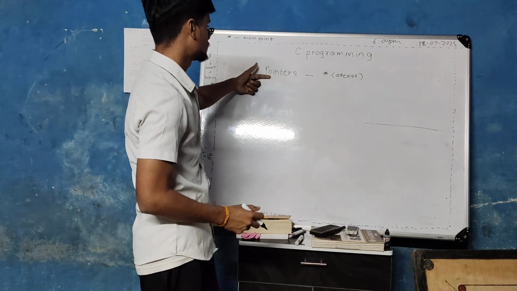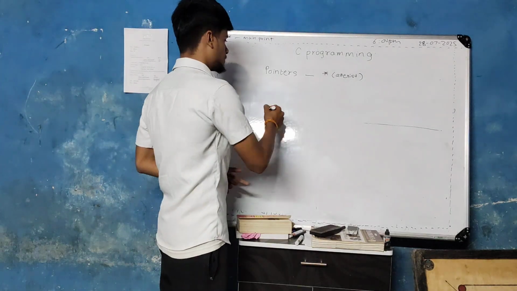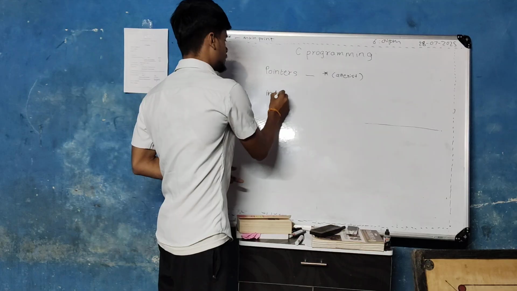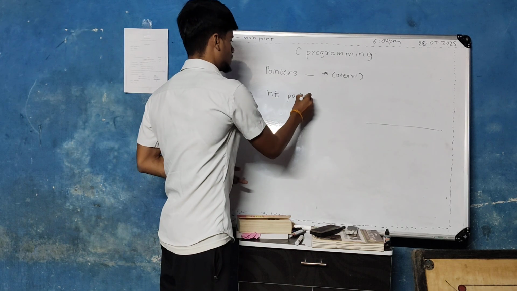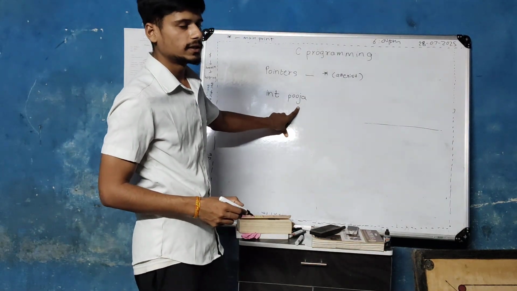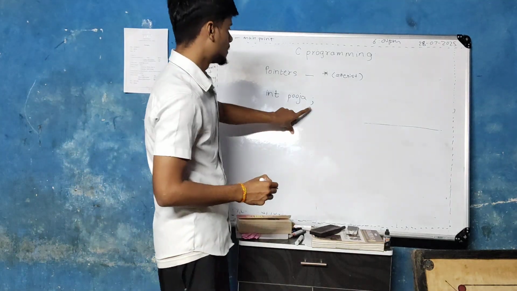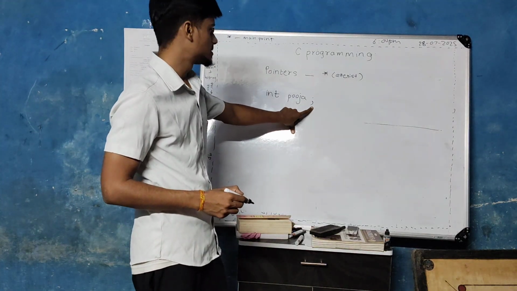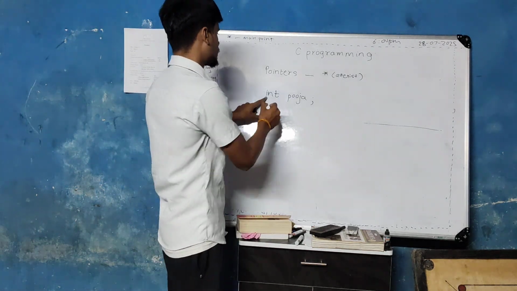Pointers. Suppose we declare a variable with the data type int, and the variable name is Puja. Here, if we have to get the address of the variable, see, we have just declared it. We can recognize it from the semicolon. Here is the variable name, here is the data type.